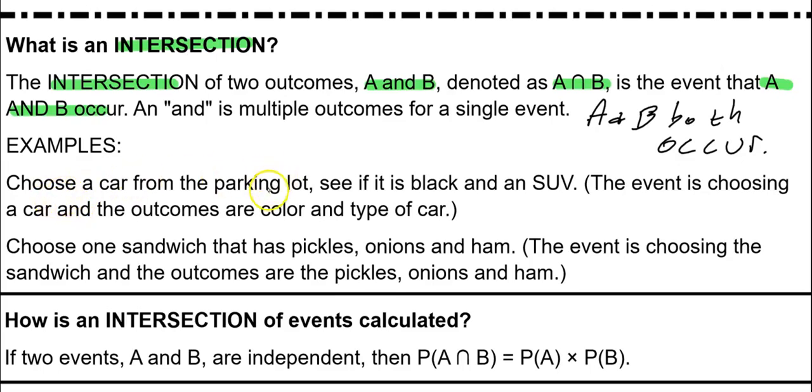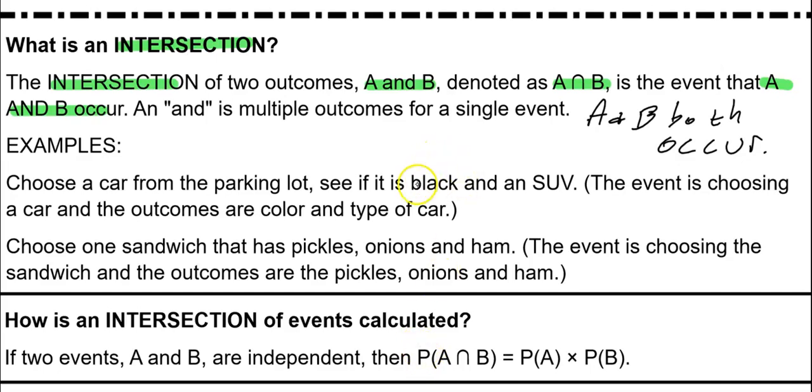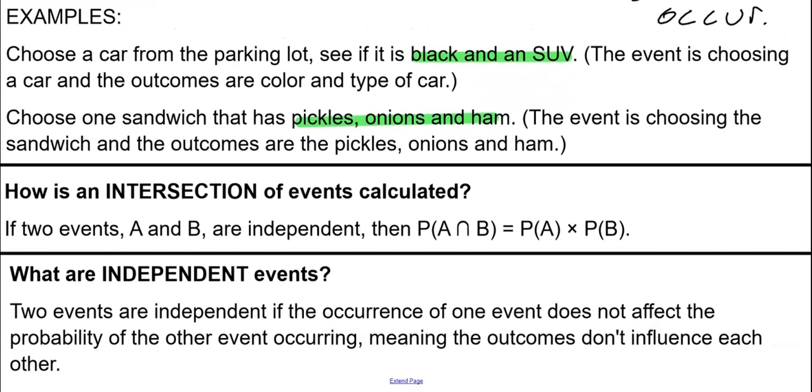For example, choosing a car from a parking lot to see if it is black and an SUV. My event is choosing a car, and the outcomes are the color and the type of car. I want one car that is both black and an SUV. Or I want to choose one sandwich, and that sandwich has to have pickles, onions, and ham. The event is choosing the sandwich, but the outcomes are pickles, onions, and ham. If I'm missing any part of it, that doesn't make me happy. An AND needs all the parts.